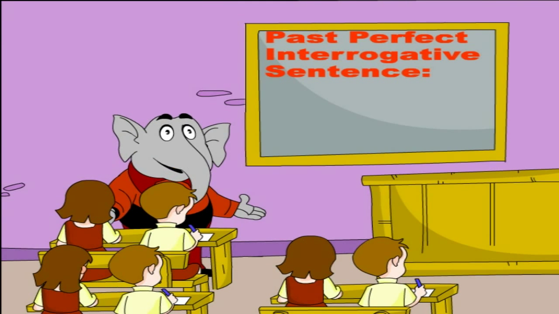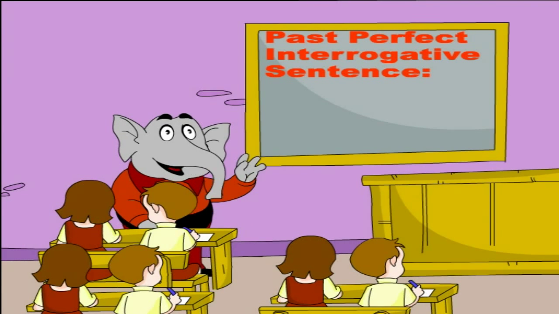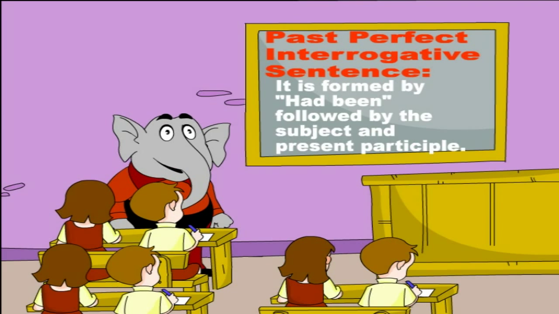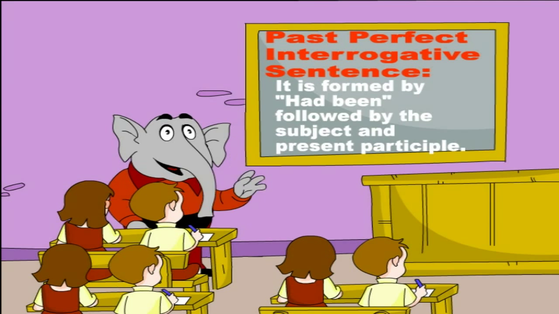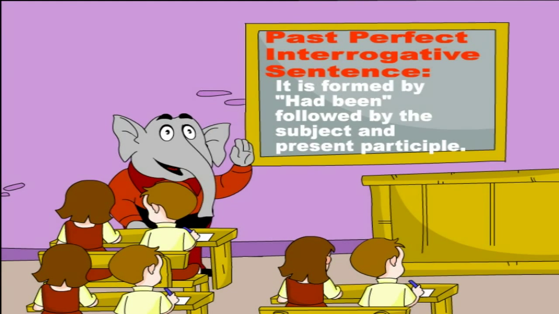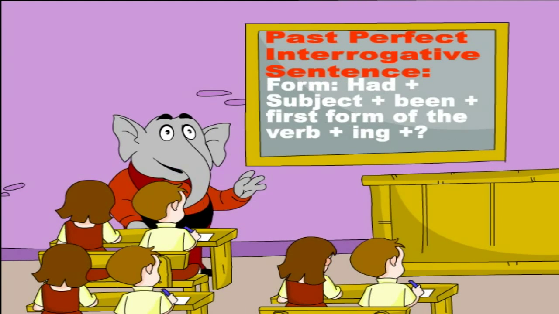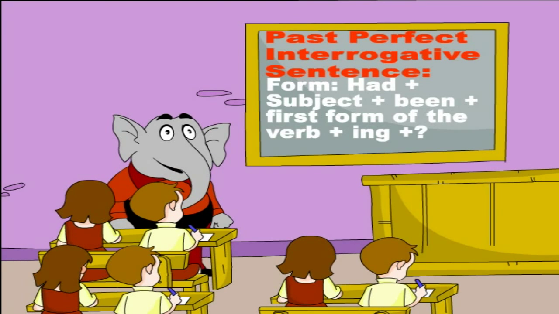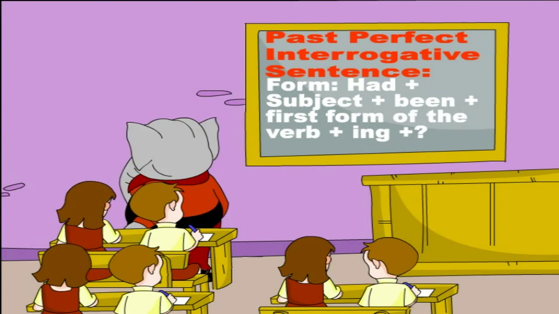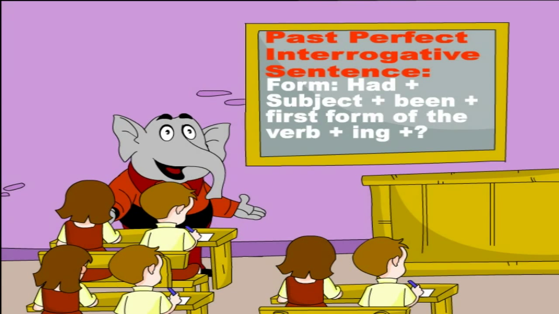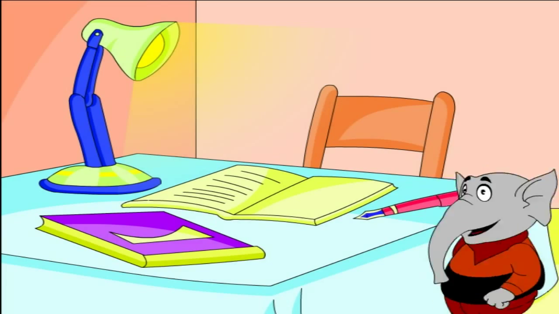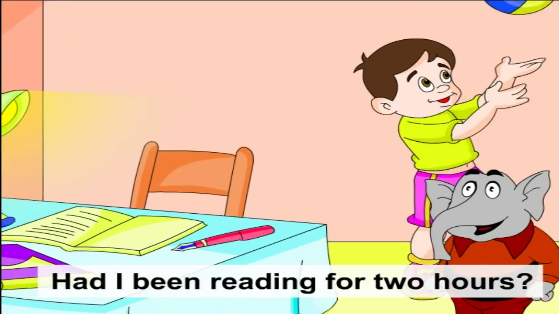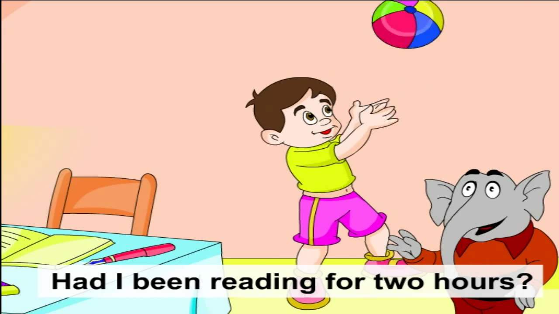2. Past perfect interrogative sentence. It is formed by had been, followed by the subject and present participle. Form: had plus subject plus been plus first form of the verb in ing form. Examples: Had I been reading for 2 hours?